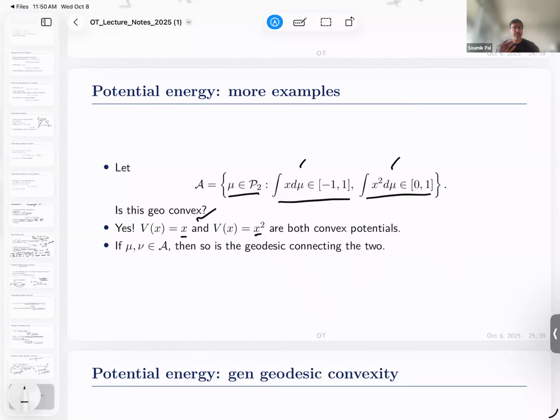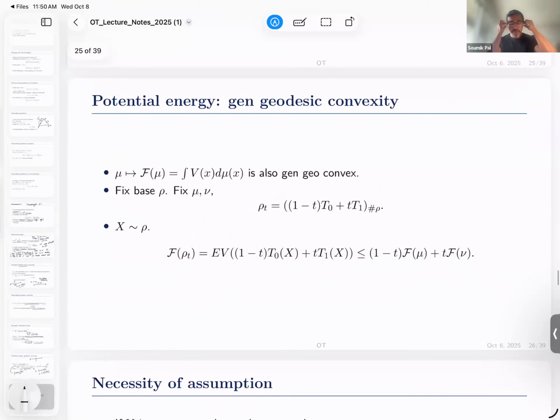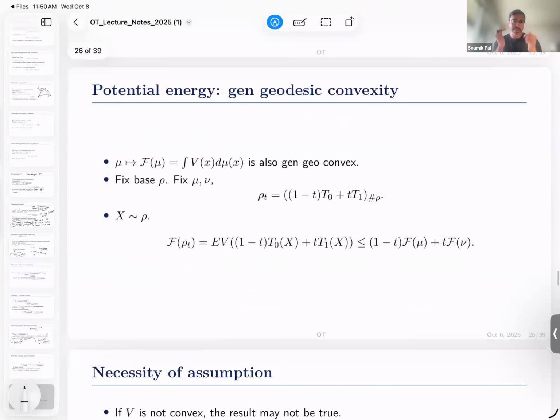Good. So from functional convexity, I can go to convexity of sets by simply restricting myself to a range which is convex. Is this clear? How do I see that my potential energy is also generalized geodesically convex? Same argument. Again, this basic argument, as I said, gets repeated in every single proof.